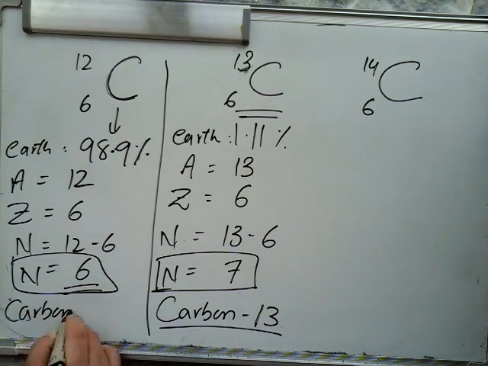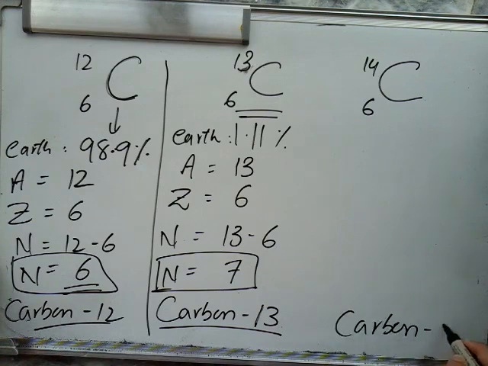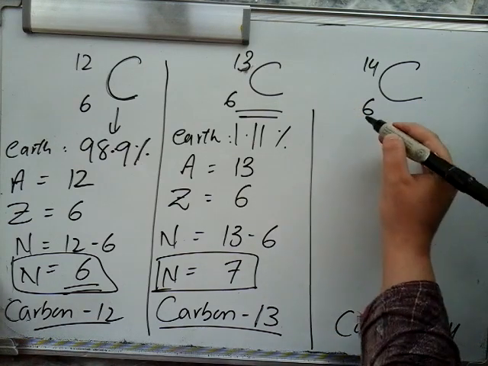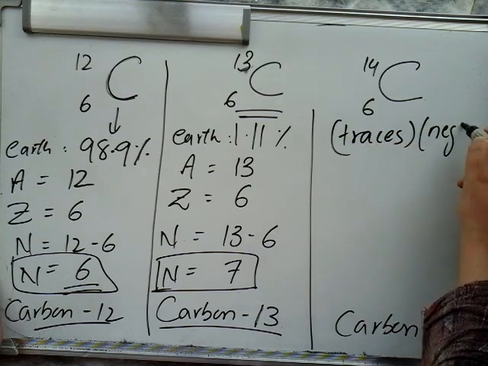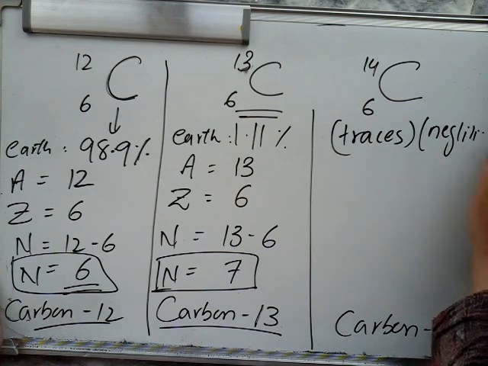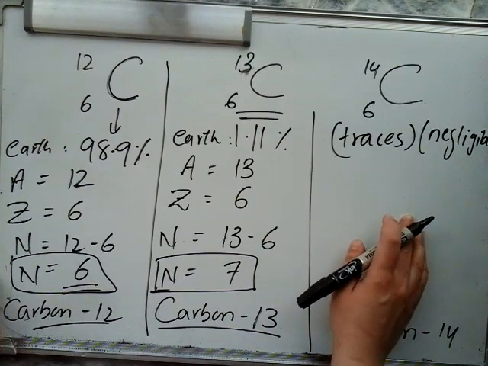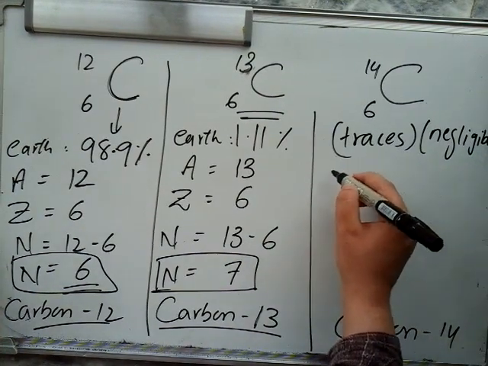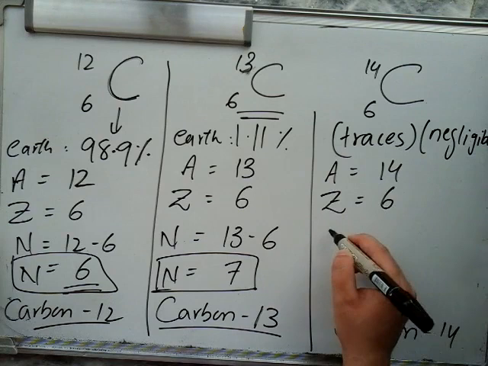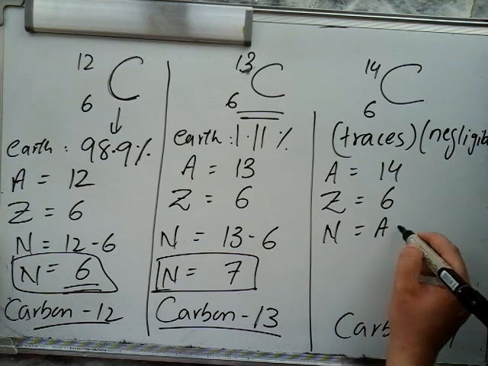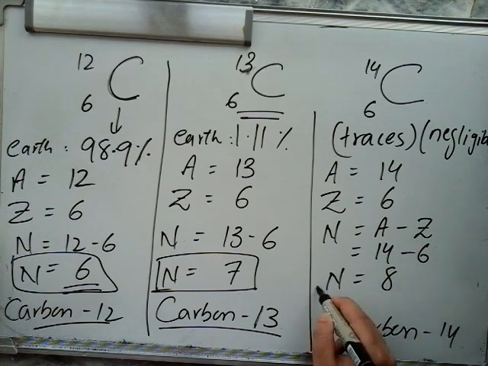Carbon 12, carbon 13, and here carbon 14. This is present only in traces. Traces means a negligible amount, a very small amount, less than 0.1%. Is that clear? Now here its mass number is 14, atomic number is 6, so neutron number is equal to mass number minus atomic number, 14 minus 6, which becomes 8. So here the neutron number is 8.